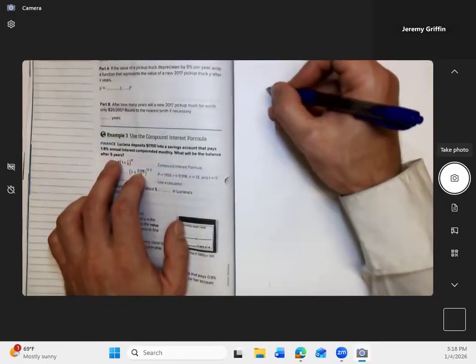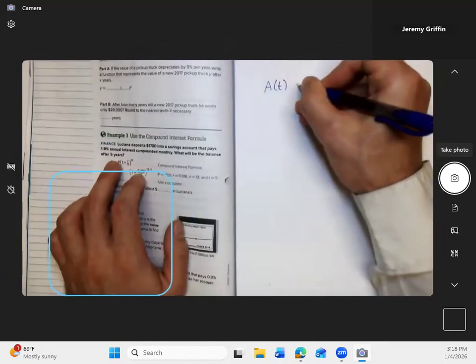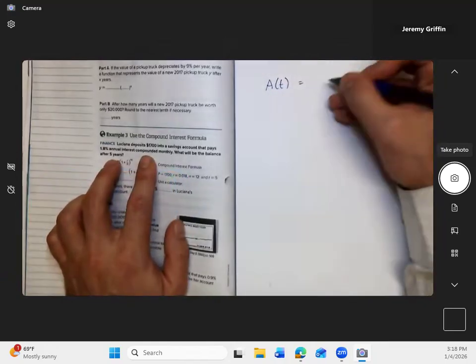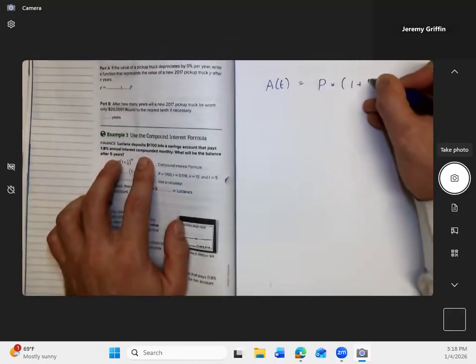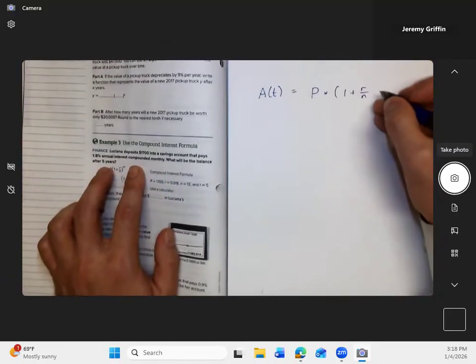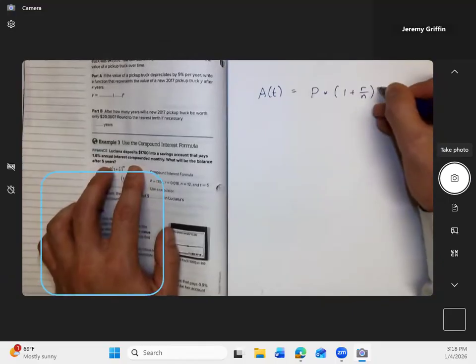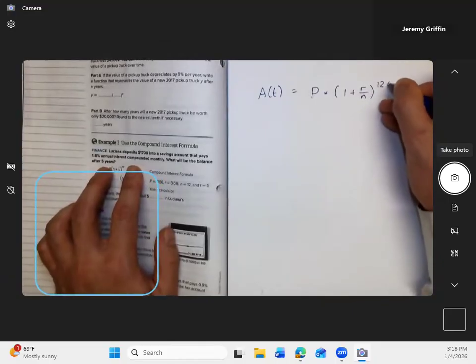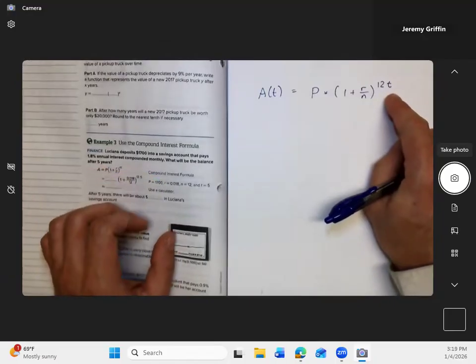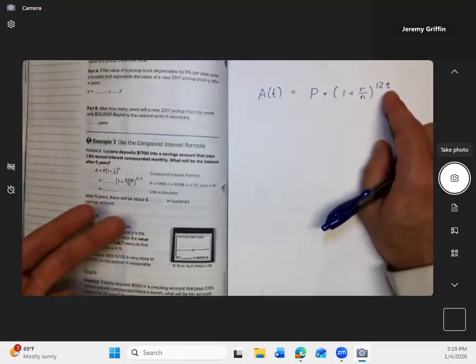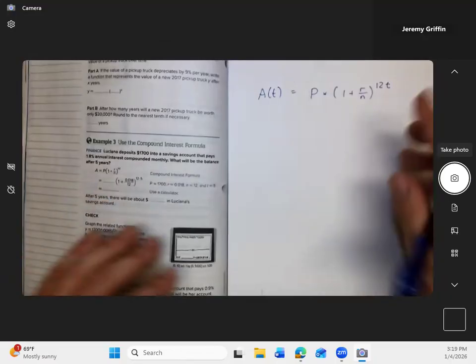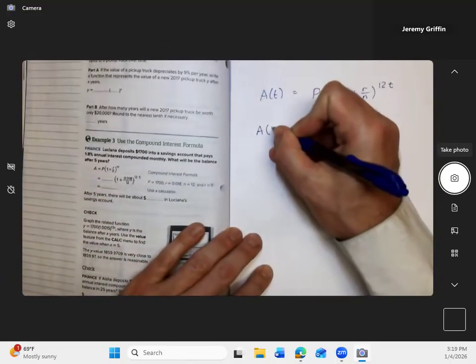So we say the amount as a function of time could be the principal times 1 plus the interest rate divided by 12 months, and then 12 months in a year times the number of years that pass. So t is still the number of years. Alternatively, instead of 5 years, you could say 60 months. That's kind of an alternate way to do it. But let's do this here.